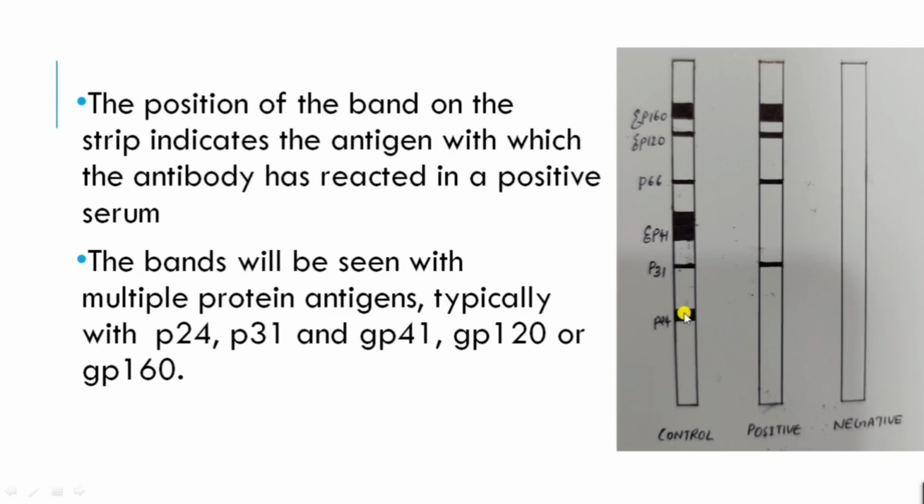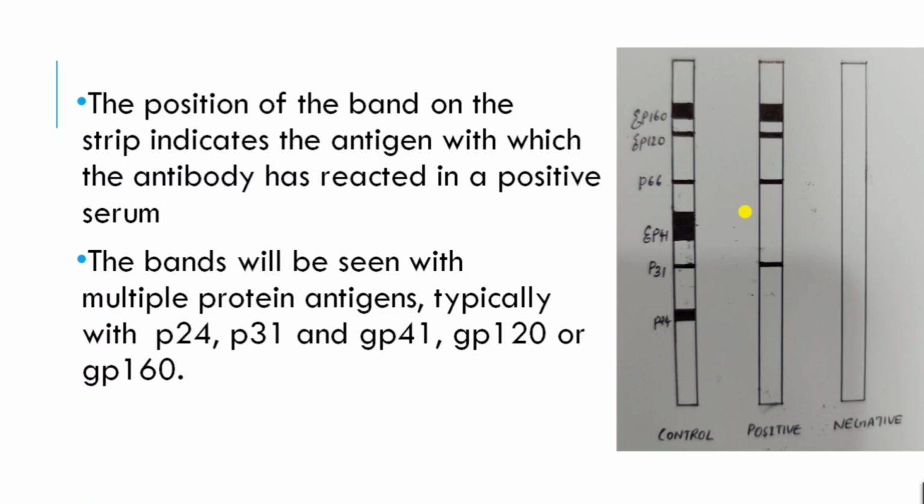You have to always compare with the control, that of positive and negative. We can see in the control there are different HIV proteins, whereas in the negative strip there are no proteins, and you can see in the positive there are bands at the location of P31, P66, GP120 and GP160, which gives you an idea that the patient with this test serum is having antibodies against GP160, GP120, P66 and P31 proteins in their serum.